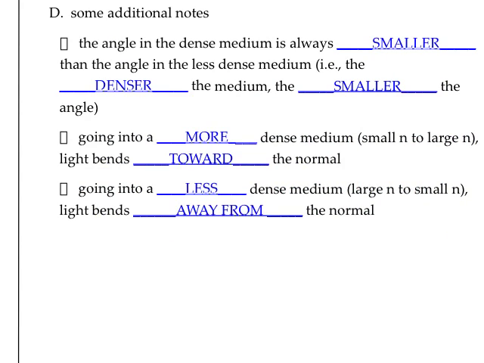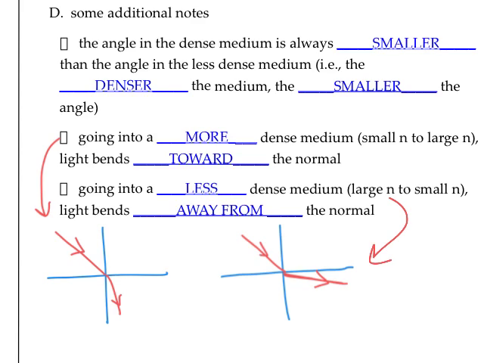And lastly, we just have some additional notes to summarize the behavior of light rays as they travel from one medium to another. So the angle in the dense medium is always smaller than the angle in the less dense medium. So you can remember, the denser the medium, the smaller the angle. And then if you are going into a more dense medium, so from a small n to a large n, that means that light will bend toward the normal, and our picture will look like this. And then if light is going into a less dense medium, from a larger n to a smaller n, then light will bend away from the normal. And that picture would look like this.